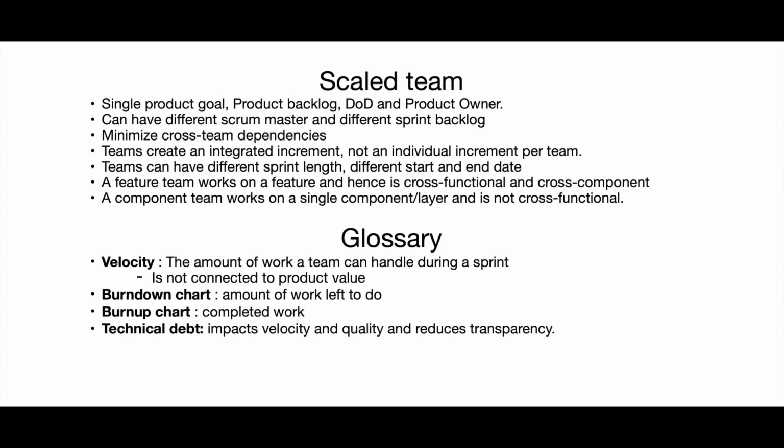Scaled team. It has a single product goal, product backlog, definition of done, and product owner. It can have different Scrum Masters and different sprint backlogs. It minimizes cross-team dependencies. Teams create an integrated increment, not an individual increment per team. Teams can have different sprint lengths, different start and end dates.